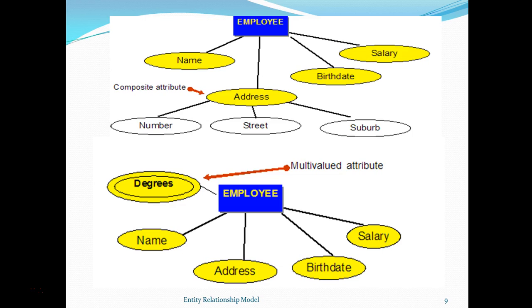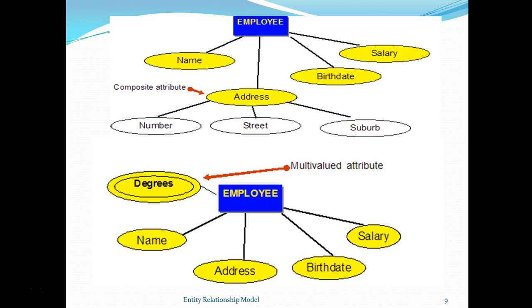Another example, we have employee. So we have name, address, birth date, salary. Address is a composite attribute. Then in the second part of this example, if we need degrees for the employee also, then we have an attribute degrees. An employee can have multiple degrees, so we are showing the attribute with a double ellipse sign.